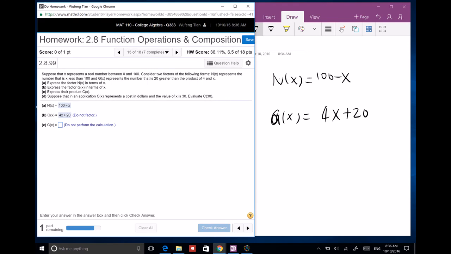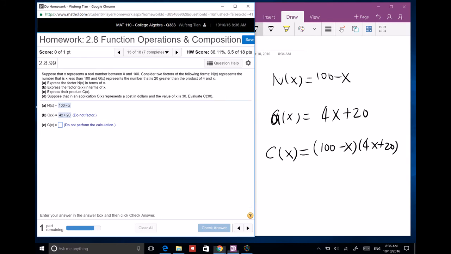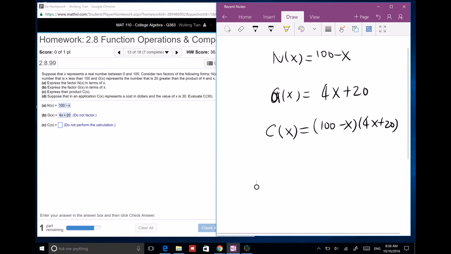And the C of x is express the product. Where is the C of x coming from? So I believe C of x is the product of these two, 100 minus x and 4x plus 20. And then suppose that there is an application, C of x represents the cost in dollars, and the value of x is 30. The value is C of 30. So C of 30, you just plug 30 in. So it's going to be 70 times 30 times 4 is 120, plus 20 is 140, 9800.